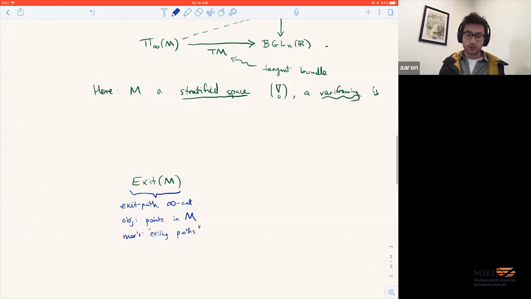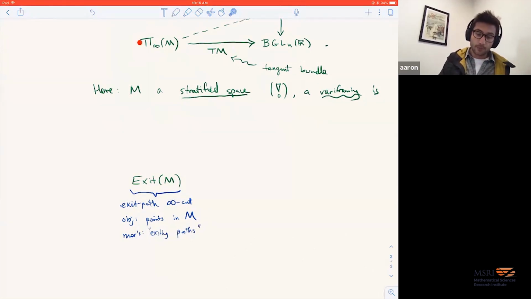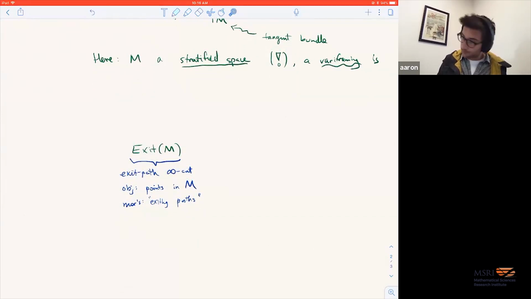So in a fundamental infinity groupoid, objects are points, morphisms are paths. Here, now that M is stratified, I'll just draw an example. First of all, here's an example of a stratified space. This is a one-dimensional stratified space. So Exit takes stratified spaces to infinity categories. And here's its exit path infinity category.